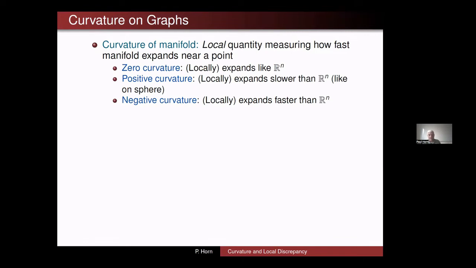So if you have a flat space, then the kind of local expansion of balls as you go out looks just like it does in R^n. If you're positively curved, for instance, on a sphere, and you take a little thing, it's kind of closing in on itself, so it's a little bit smaller than that. Negative curvature will be expanding faster than that.